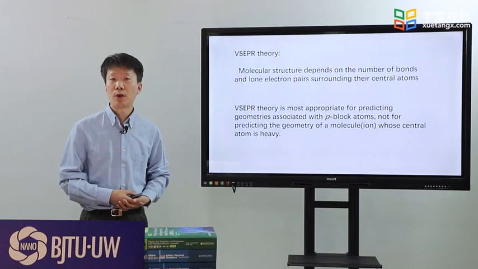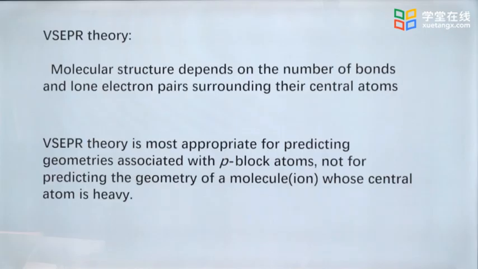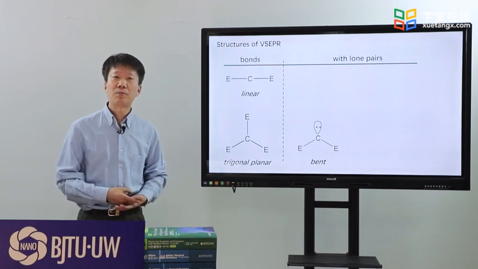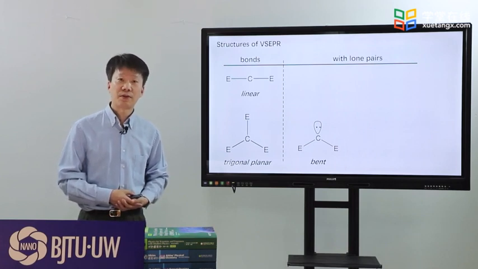VSEPR theory is helpful for predicting geometries of molecules associated with p-block atoms, not for predicting the geometry of a molecule whose central atom is heavy. Here are some typical structures complying with VSEPR theory.